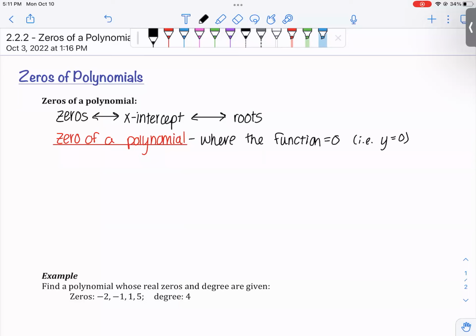There's a really important theorem, and it says this. It says if x equals c is a zero of a polynomial, then, and this goes in both directions, x minus c is a factor of the polynomial.